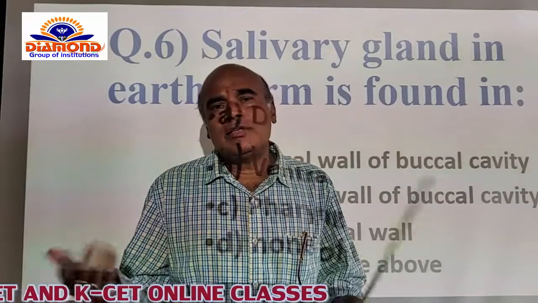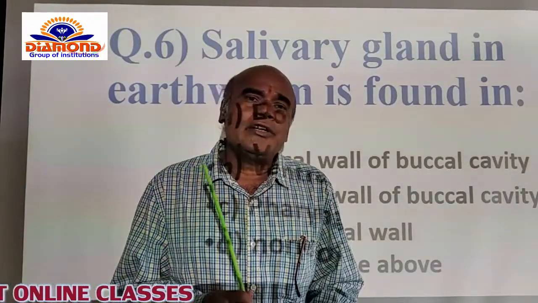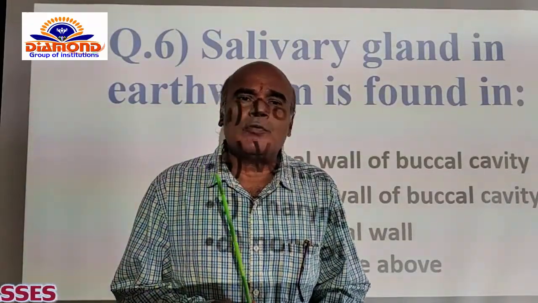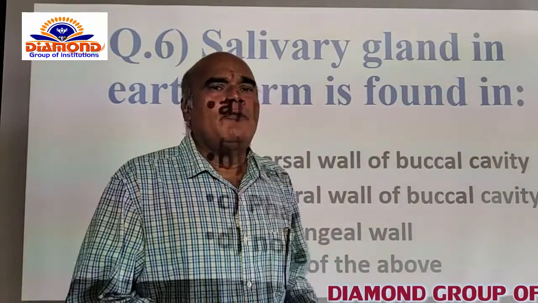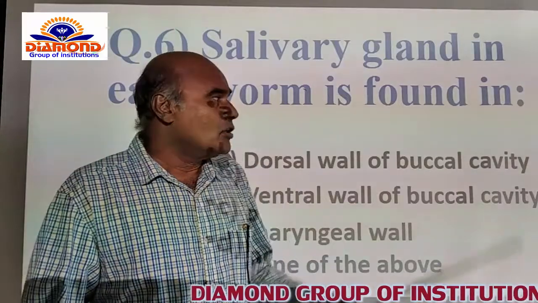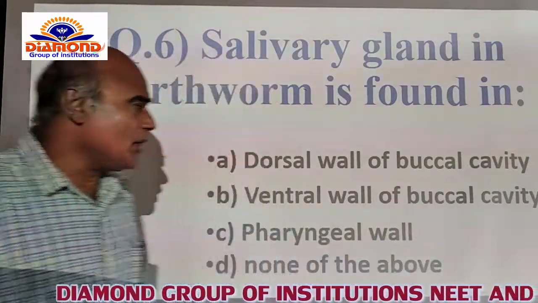The salivary gland naturally secretes a kind of proteolytic enzyme, which looks after the partial digestion of the proteins while they are coming into the pharynx itself. So now the question, here the options are given like this.